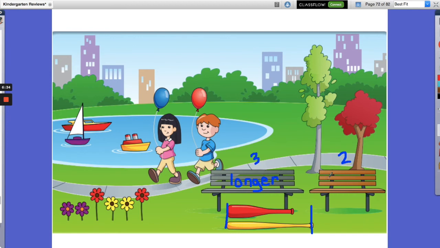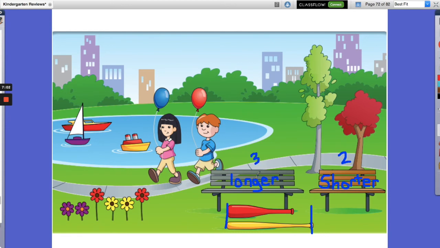Right? But what word would I use to describe the brown bench? The brown bench is what compared to the gray bench? Well, it's not longer. It's going to be shorter. And I'm going to write that word up here as well. Shorter. So we use that word short, and then we add that ending, shorter. All right, so the gray bench is longer than the brown bench. The brown bench is shorter than the gray bench.